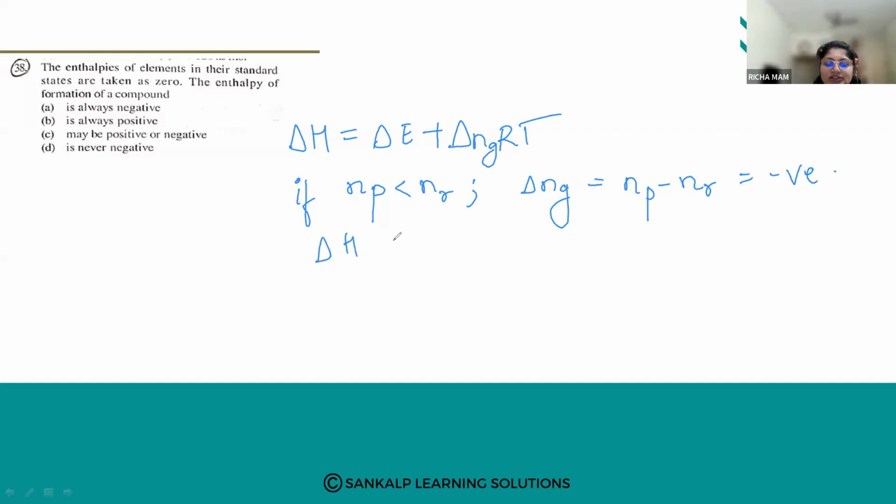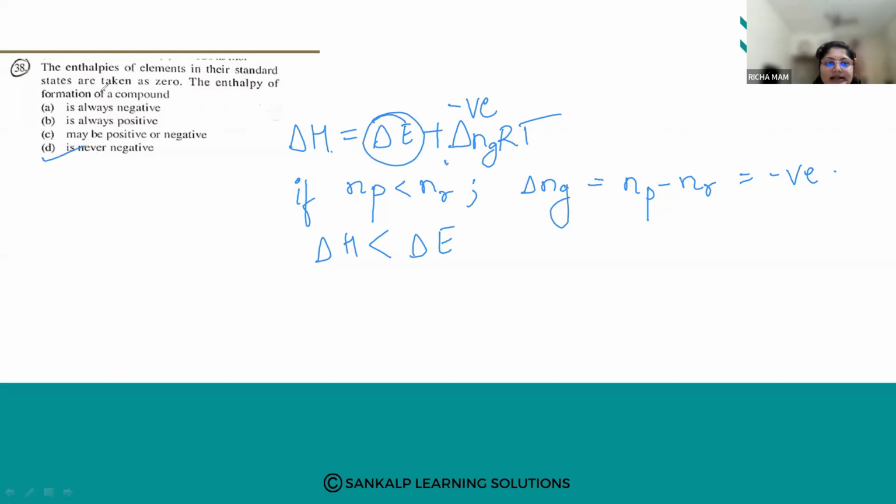So for your delta H, if delta Ng is negative, what should delta H be? Delta H should be less than delta E. So it is never negative.